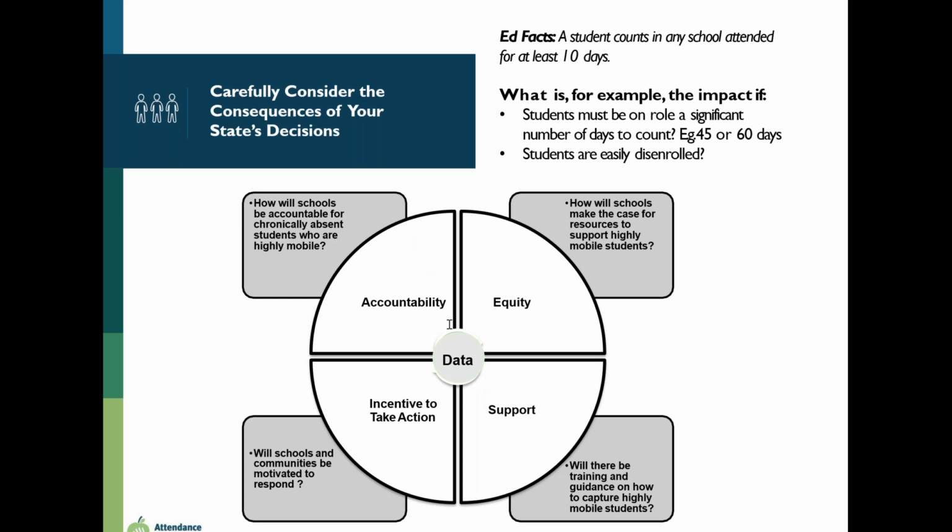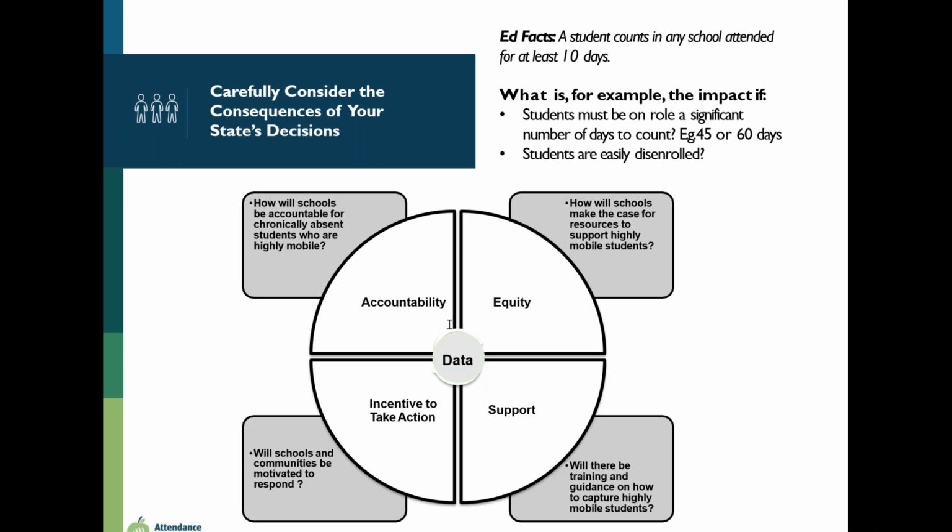Right now, EdFacts says the kids who should be counted in a chronic absence report should be kids who've attended school for at least 10 days. That's actually a good metric. It means you're going to count most kids. There are some states, though, who said the only kids that will count are the kids who've been present 45 days or an entire semester. There's also different ways in which states may or may not have paid attention to how easily kids are enrolled.